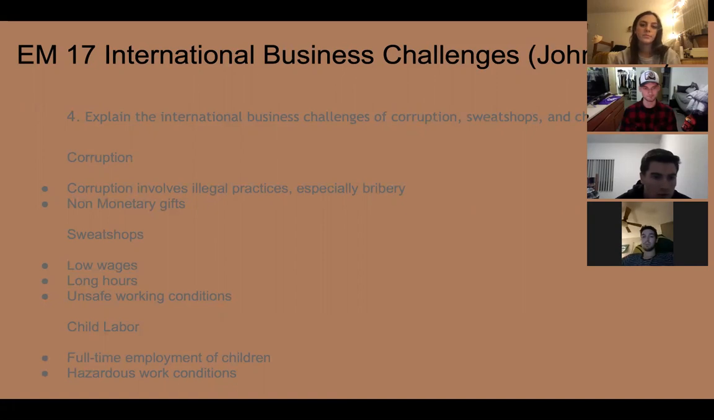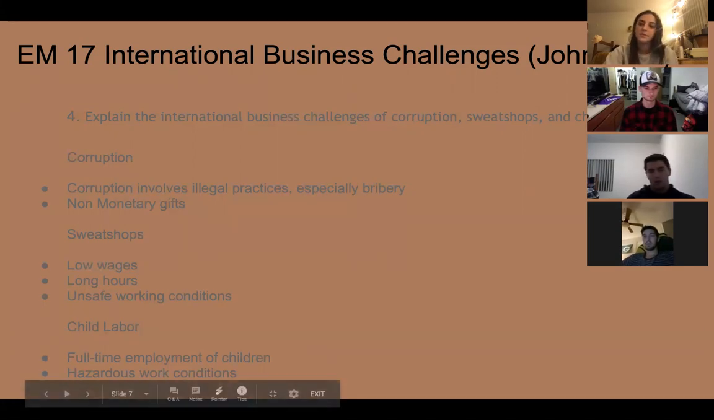The three main ones: corruption being the first. Corruption involves illegal practices, especially bribery, and non-monetary gifts given to foreign officials in exchange for business favors. Sweatshops are the second, where there are low wages, long hours, and unsafe working conditions. And child labor is the third, with full-time employment of children in hazardous working conditions.